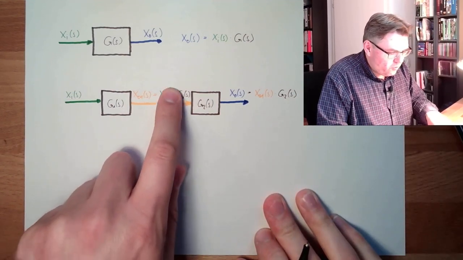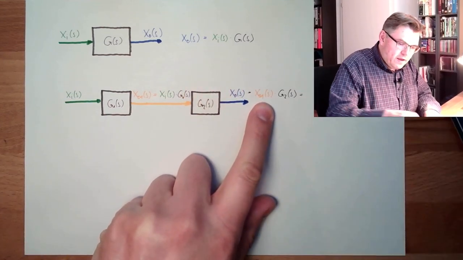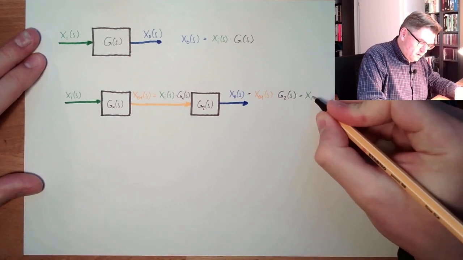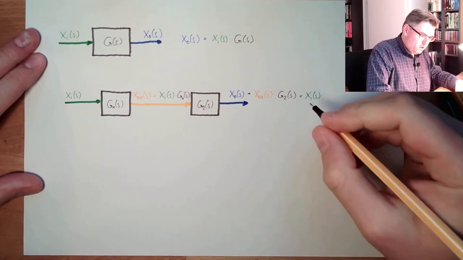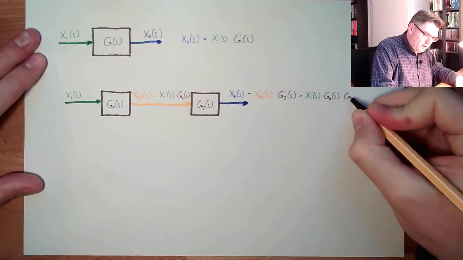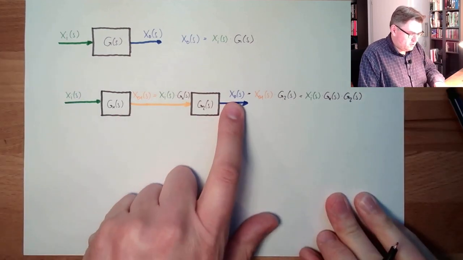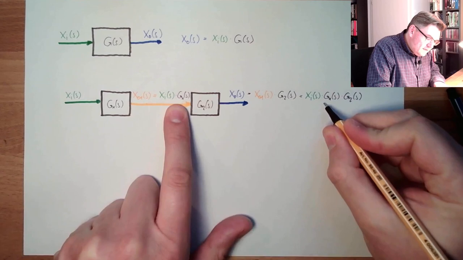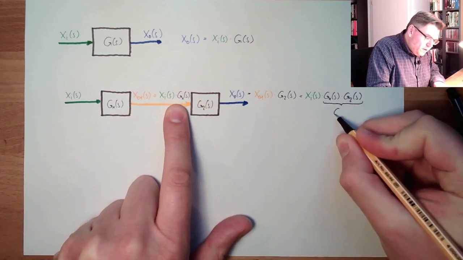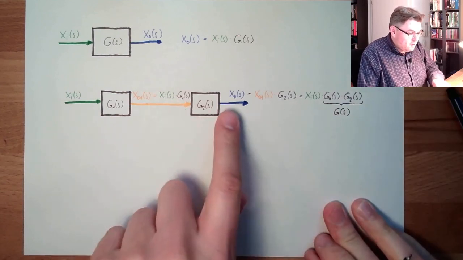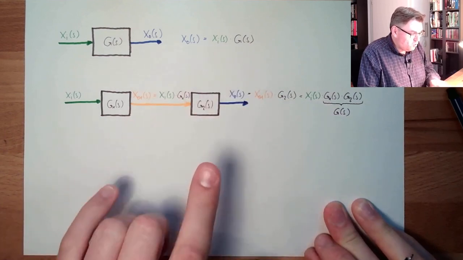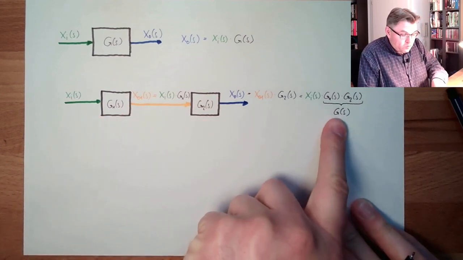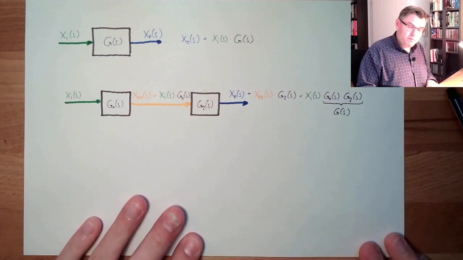Now I just add this term to here. So this equals XI multiplied by G1 multiplied by G2. That's it. I just replaced this XO1 with this term. So this here would be the total transfer function G of S. XO is XI multiplied by G of S. So we can combine those two if they are in series. We can combine those two to one G by simple multiplication.